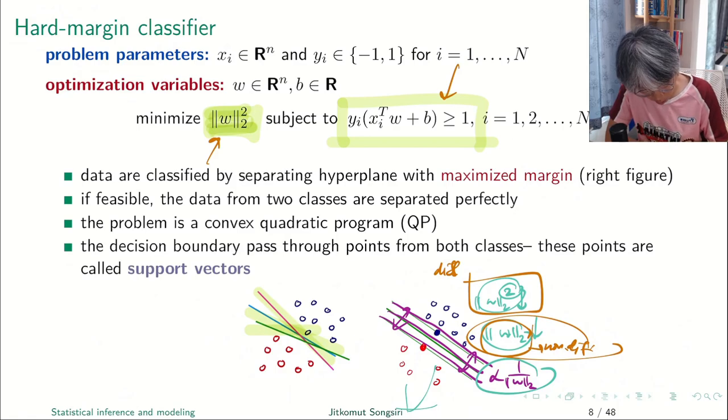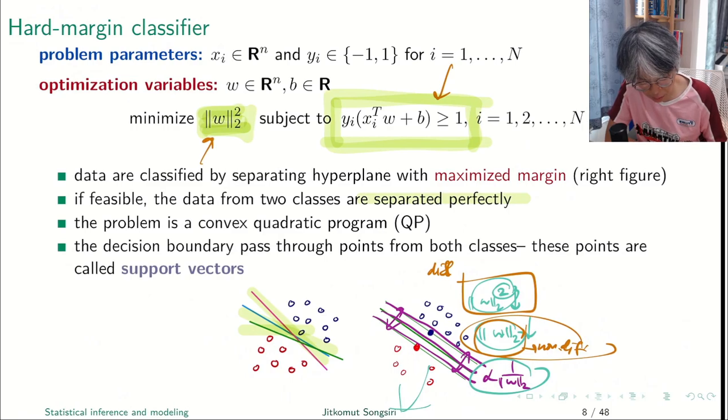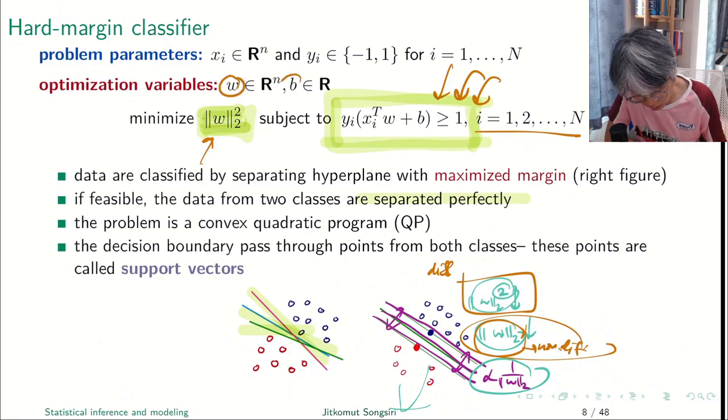So this problem only makes sense if the data from the two classes are separated perfectly, which basically means the feasible set, or this condition, has to hold for all i. What are the variables? The variables are W and B. X and Y are data points, so they are problem parameters.